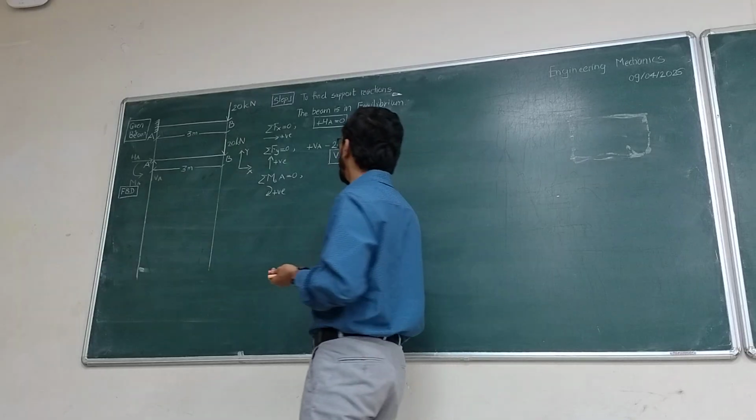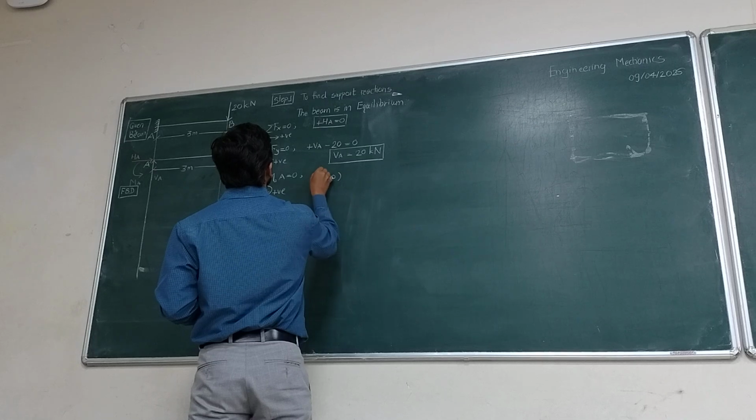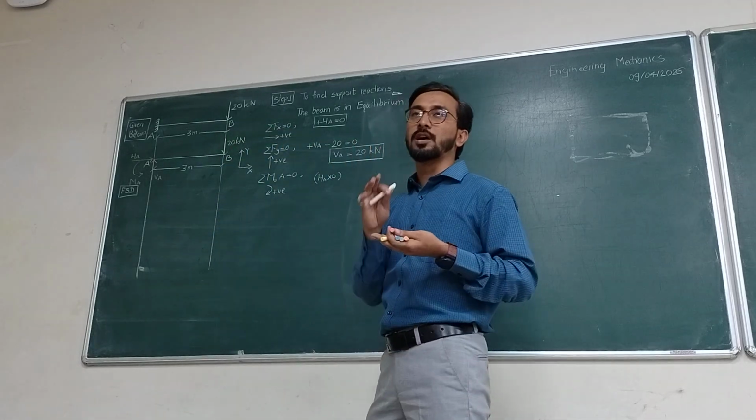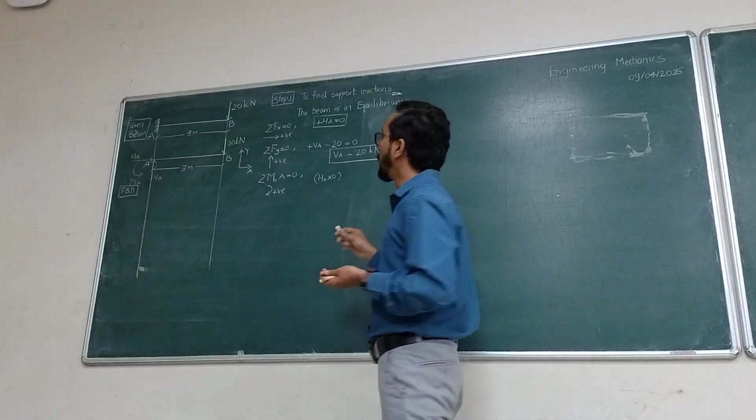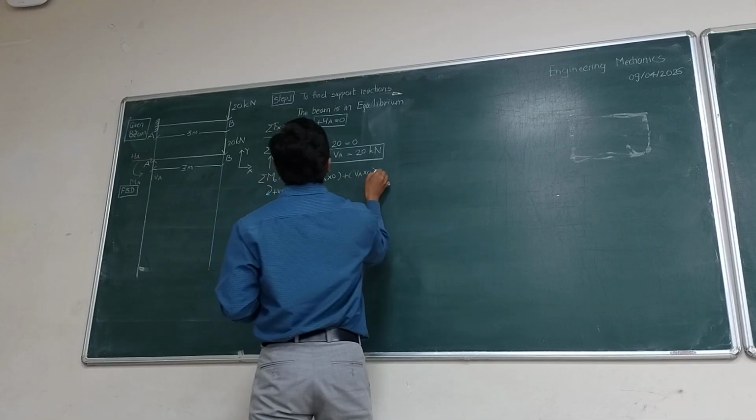Okay, write HA into 0. Okay. HA into 0. Is it correct? Yes. Don't take anyone's help, you tell yourself. VA into 0. Okay, this is also correct. VA into 0. Very good.